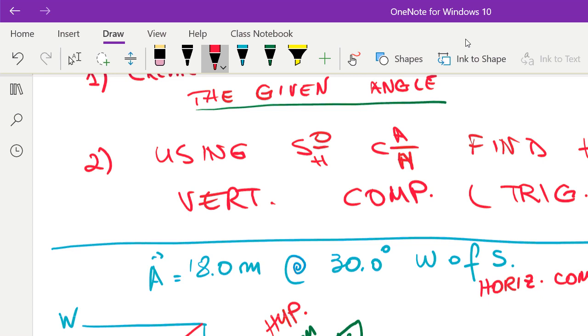So SOH, it's sine. We'll have sine 30 degrees is equal to opposite, that is the horizontal component, over hypotenuse, or sine 30 degrees equals x, which we are looking for, over 18. If you use your calculator, you will find that x, let me bring the calculator here to you.